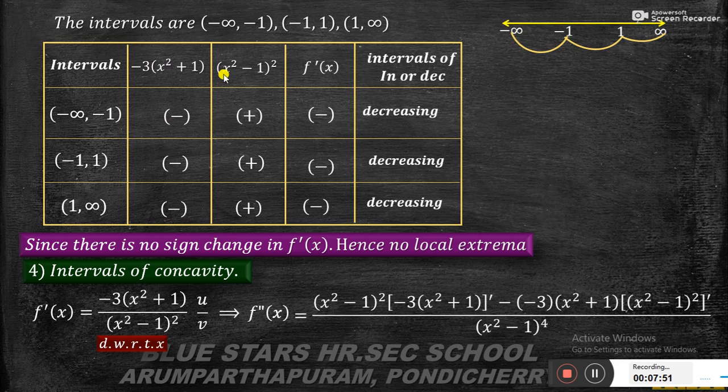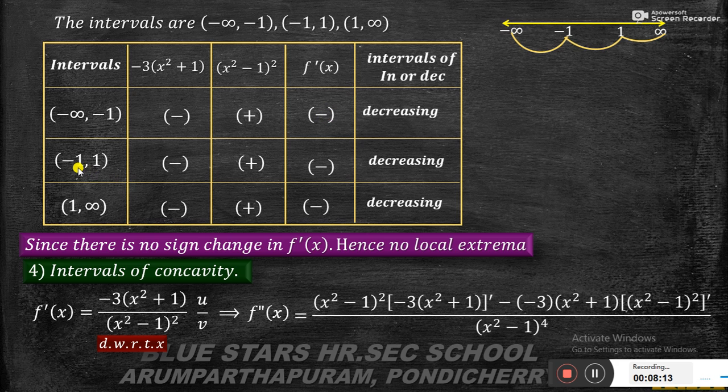So next, again I substitute x equal to 2. So 2 square is 4, minus 1 is 3, square 9. So the sign of the answer is plus. So next, this is minus by plus. Minus by plus means minus into plus, we multiply to get minus. Therefore f dash of x comes to the answer with a minus sign.